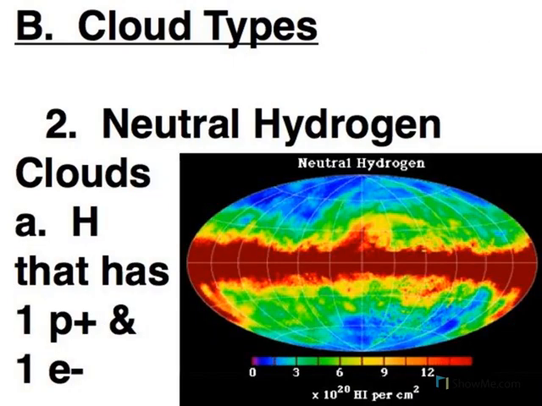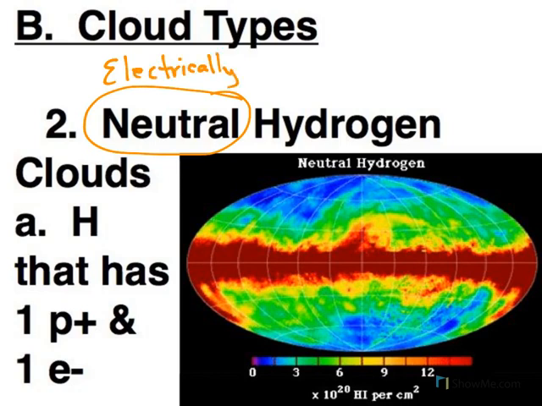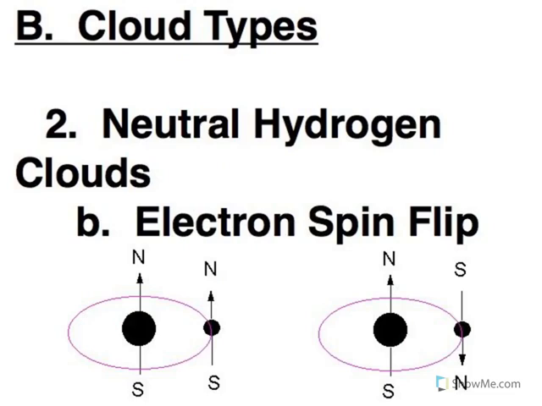Another type of cloud is neutral hydrogen. And by neutral, we mean electrically neutral. So it's got an even number of positive and negative charges. So in this case, one proton and one electron. So the charges balance out and the hydrogen atom is neutral. Well, it turns out that when you have cold, neutral hydrogen, you wouldn't expect much to be going on as far as producing light. But it does do one thing.